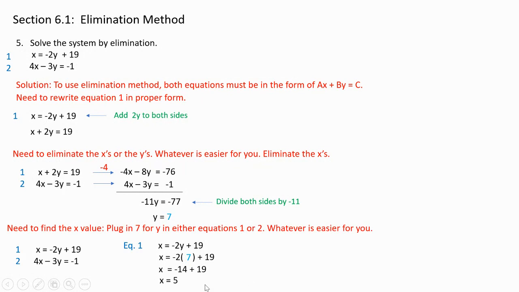So it gives us negative 14. Negative 14 plus 19 will give us 5. So my solution is (5, 7). So (5, 7) is where these two lines intersect. That's what we're looking for.